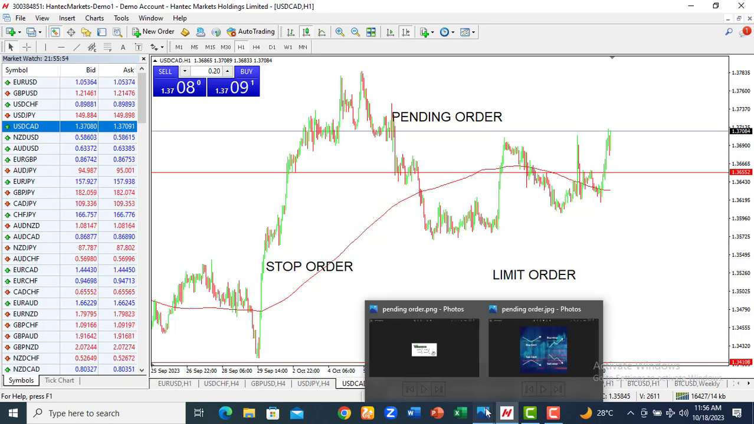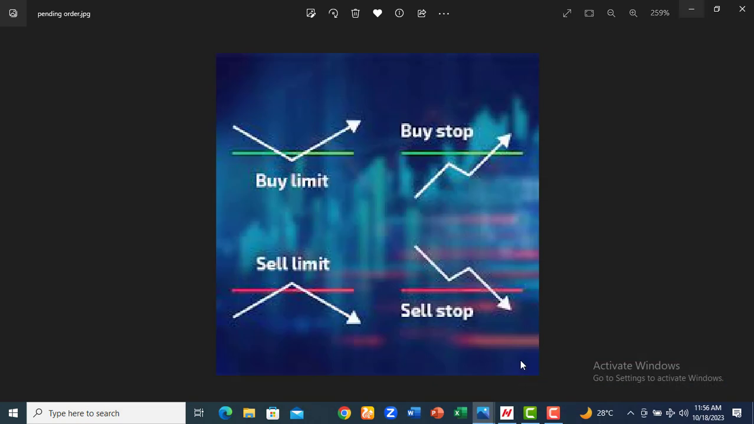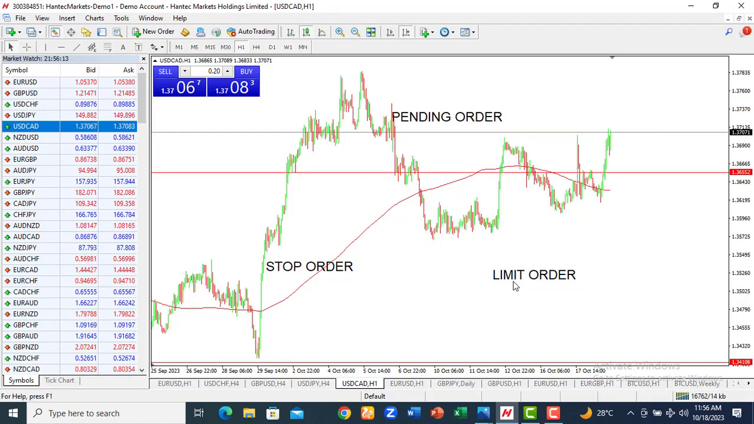Before I show you on the chart, look at the two types. We have the buy stop orders and we have the sell stop orders. Generally, what are stop orders? Stop orders are orders you place in favor of the trend.